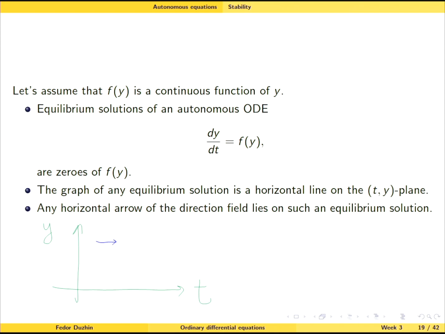But then, since the right hand side f does not depend on t, it means that for all other values of t and the given value of y, it would also be 0. So we would see all these horizontal arrows arranged as a straight line, which means that there would be an equilibrium solution corresponding to that value of y, right? So if there is at least one horizontal vector in the direction field, then the whole line would be an equilibrium solution if the equation is autonomous.